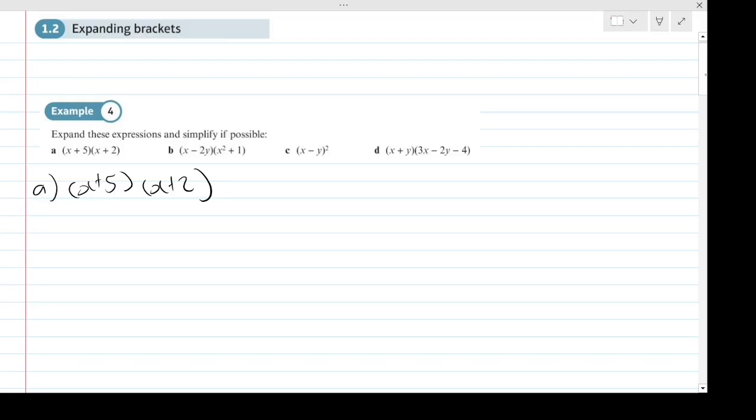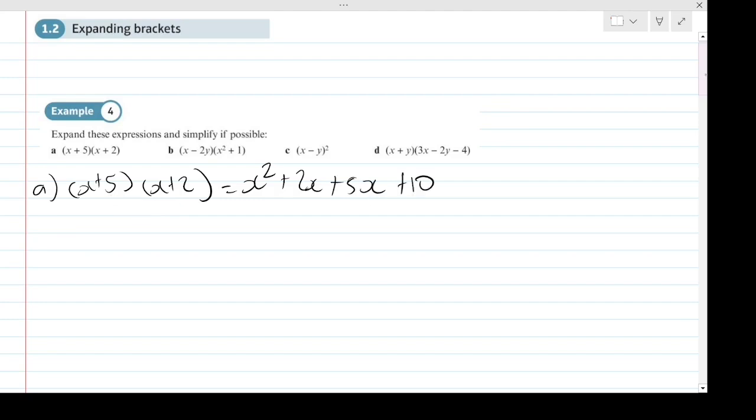So for example, the first term in the bracket, x, then you multiply it with all the terms in the next bracket, right? So if we do that, that's going to be x times x, which is going to be x squared, right? And then we're going to add x times 2, which would be 2 lots of x. And then we're going to do the same with the second term, 5 times x, which is 5x, and then 5 times 2, which is 10.